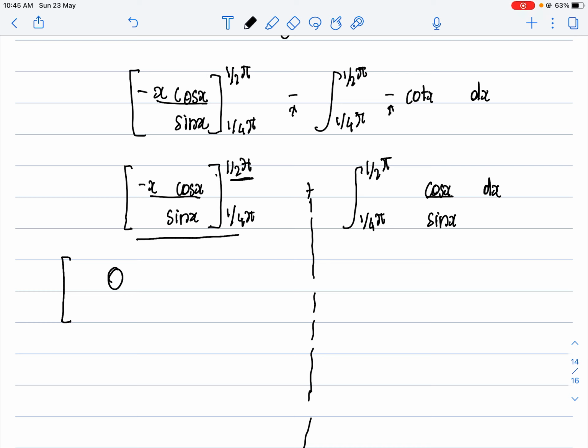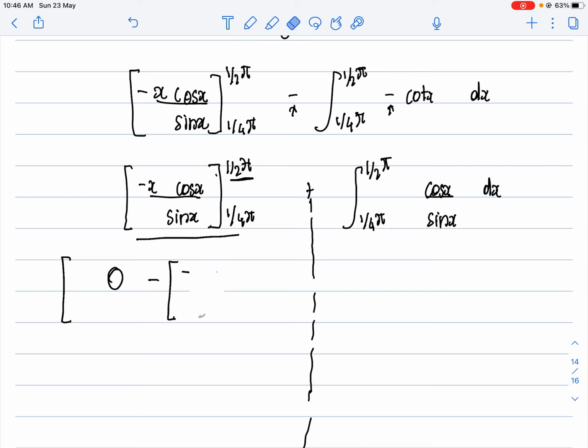Now put in 1 over 4 pi. When you do cos of 1 over 4 pi, you get 1 over root 2. And when you do sine of 1 over 4 pi, you get 1 over root 2. So you can simply write this as minus of 1 over 2 pi, which is 1 over 4 pi.